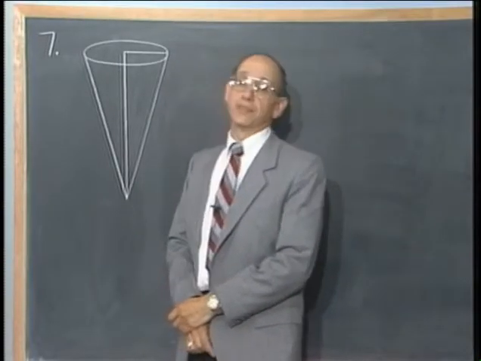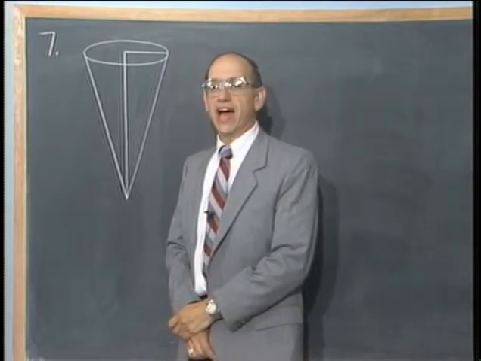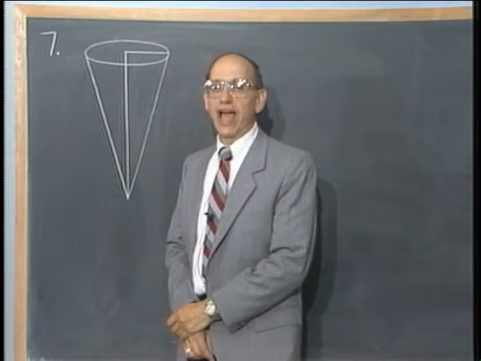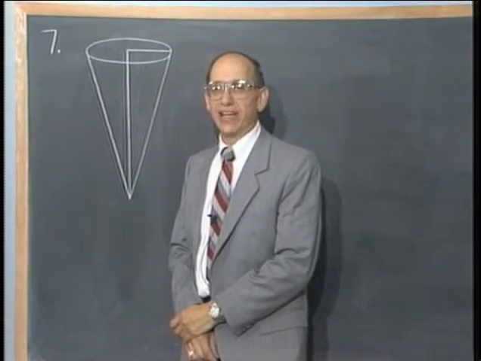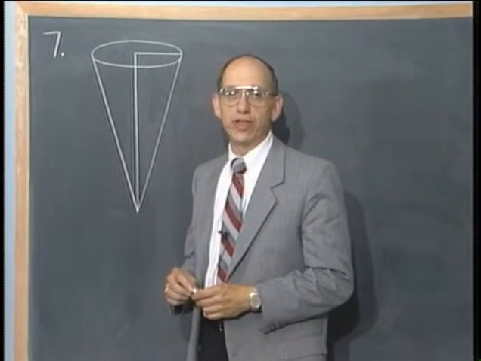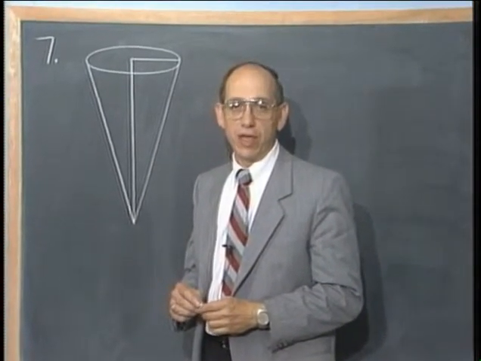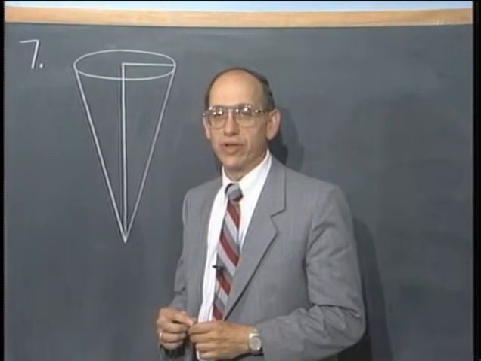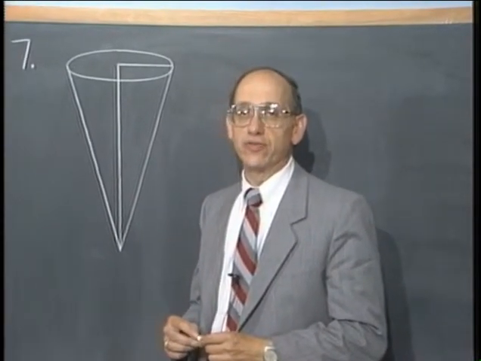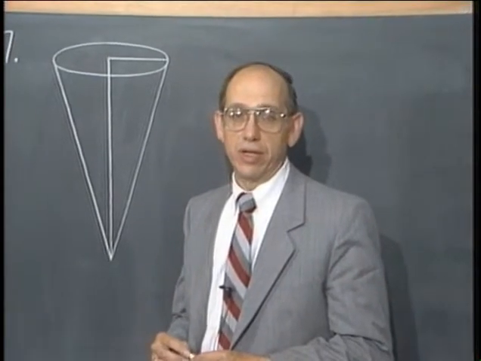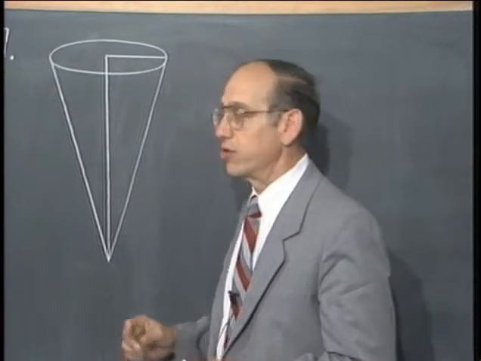Problem 7. We have a conical reservoir full of water with water running out of it. We're told the water is running out of the reservoir at the rate of 12 pi cubic feet per minute. We're asked to find the rate at which the height, or the depth, of the water in the conical reservoir is changing at a particular time.